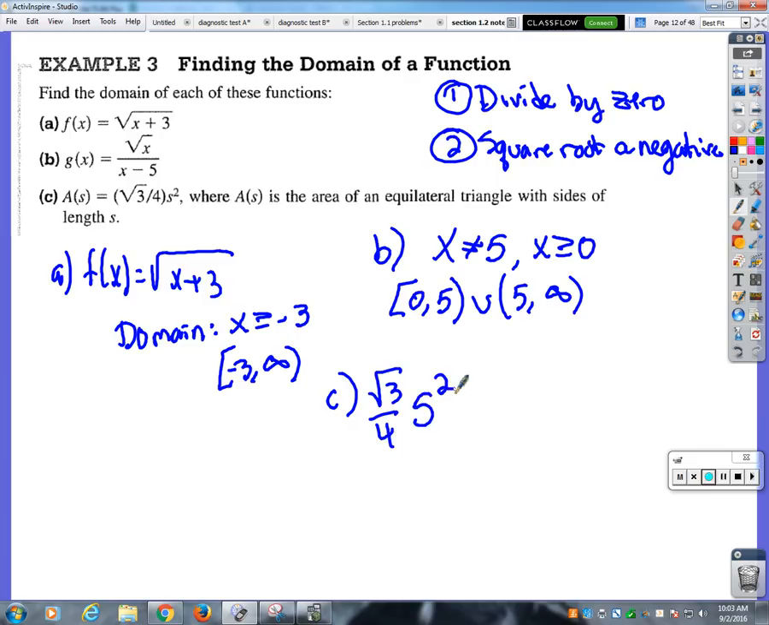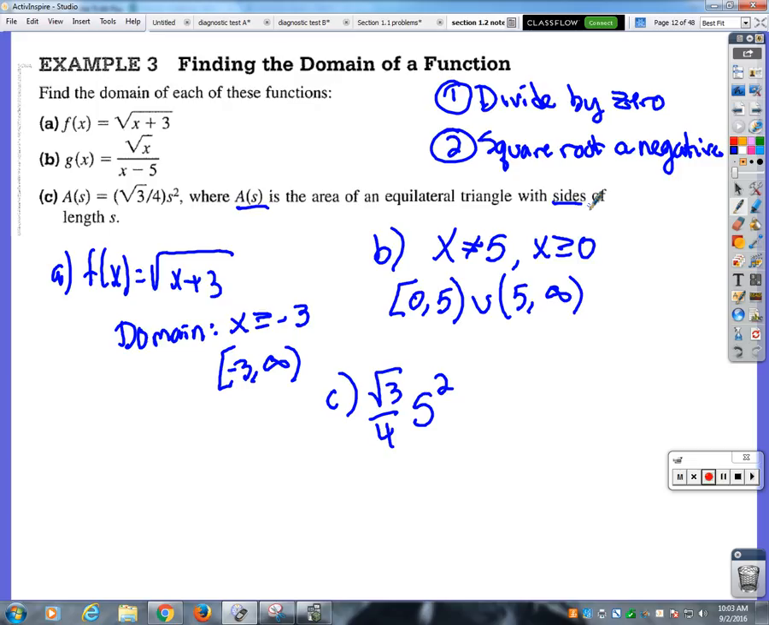Sometimes the domain of a function is defined by what the function is representing. So in this case, you might look at it and say, okay, I have a square root, but it's not of a variable, so I don't have to worry about that. And I am dividing, but that's also not by a variable, so I don't have to worry about that. So if you just saw this all by itself, you would say the domain is all real numbers. However, this is supposed to be the area of an equilateral triangle with sides of length s.